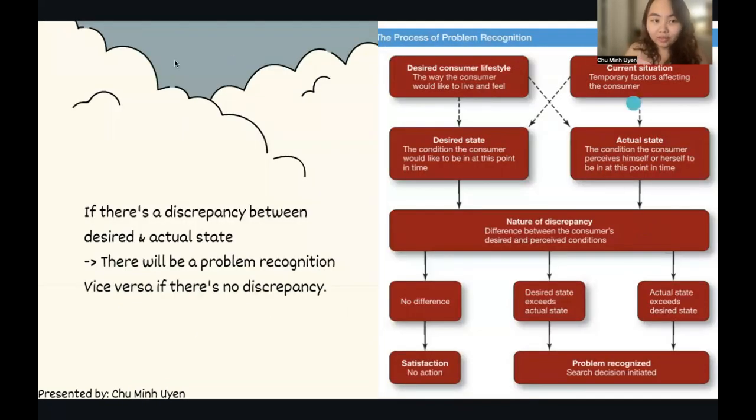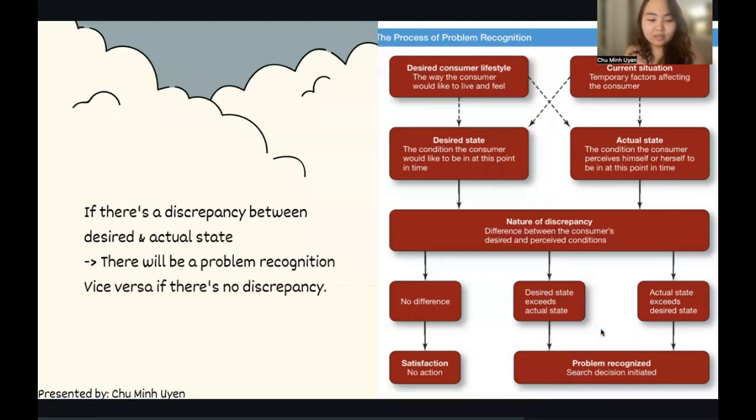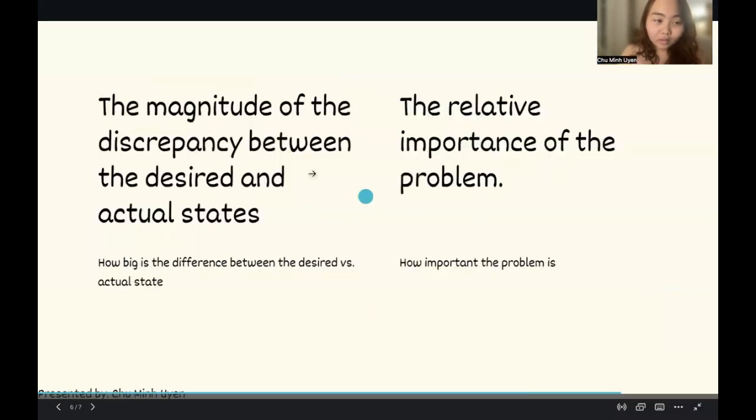On the right here, I have shown you the problem recognition process. If there is a discrepancy between the desired and the actual state, there will be a problem recognition, as you can see here with my mouse, and vice versa. If there is no discrepancy, there will be no action, so that there is satisfaction.